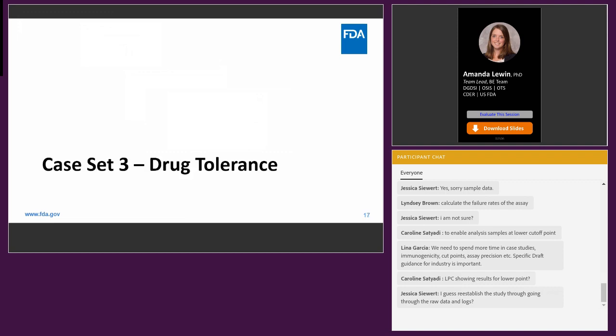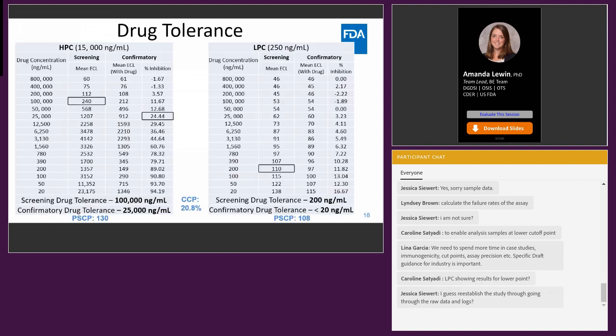Moving on to the final case set where we will discuss drug tolerance. The firm performed drug tolerance to determine the concentration of drug that could be present in samples without masking the presence of anti-AB123 or anti-Curamab antibodies. Again, let's assume here that the data for both drug products is comparable.